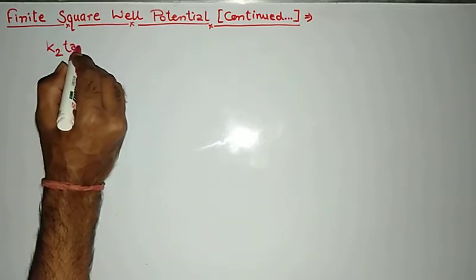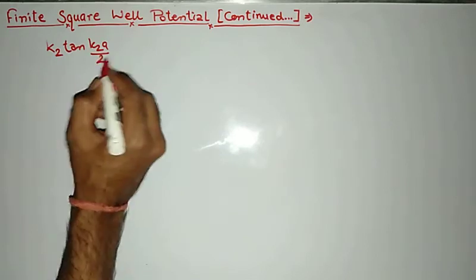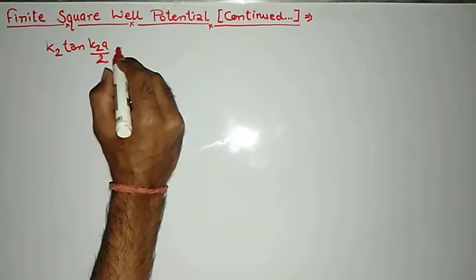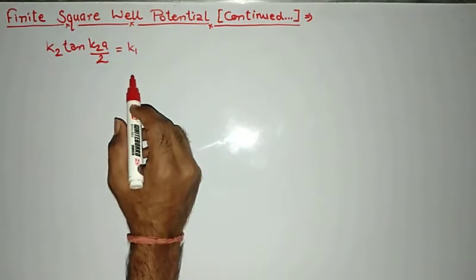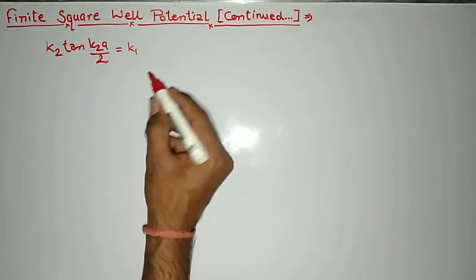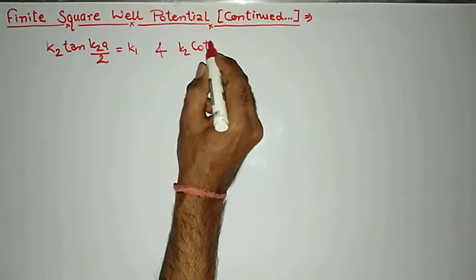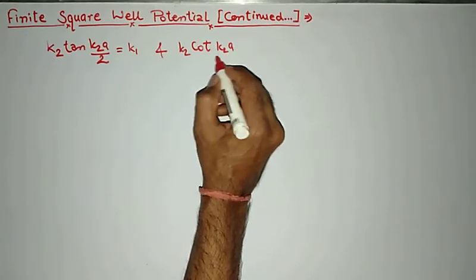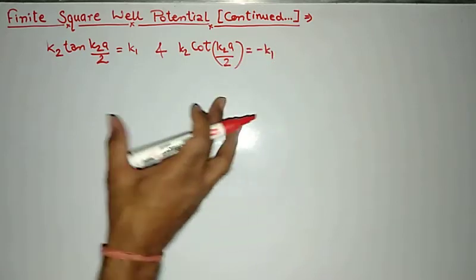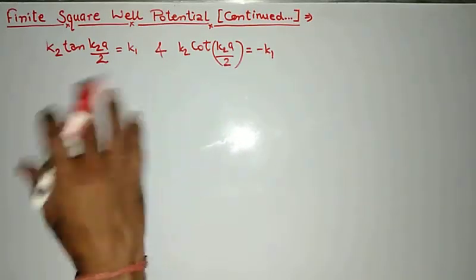K2 tan(K2 a / 2) is equal to K1, that is the first one, and second, K2 cot(K2 a / 2) is equal to minus K1. These two equations we have achieved in the previous video.